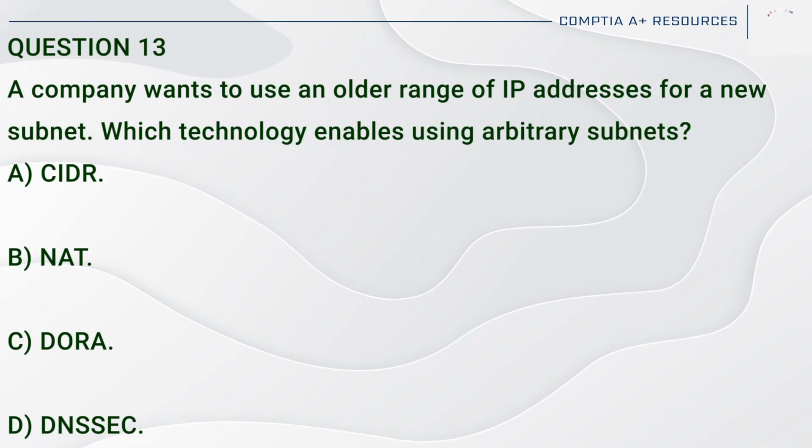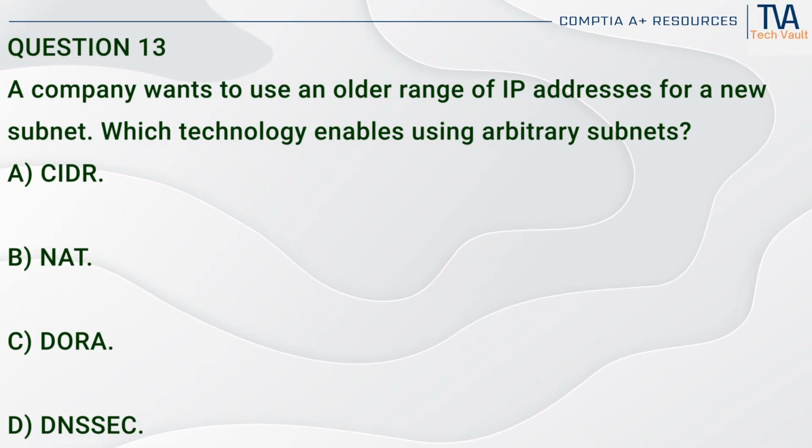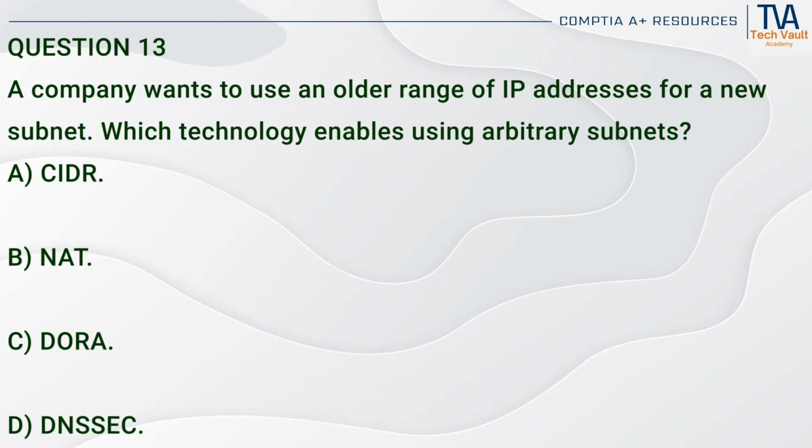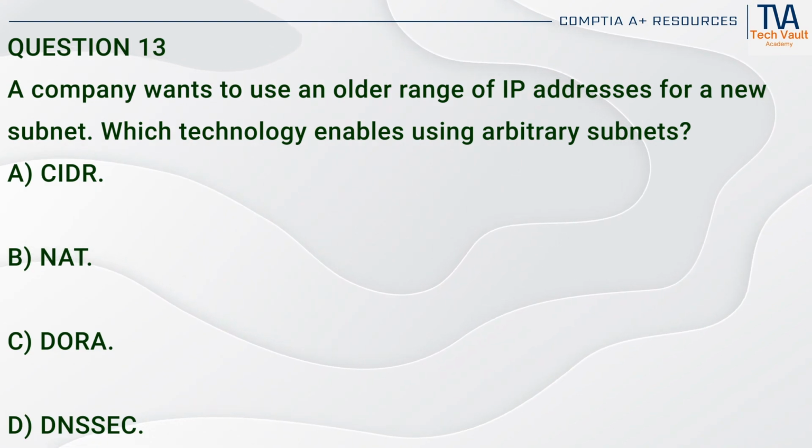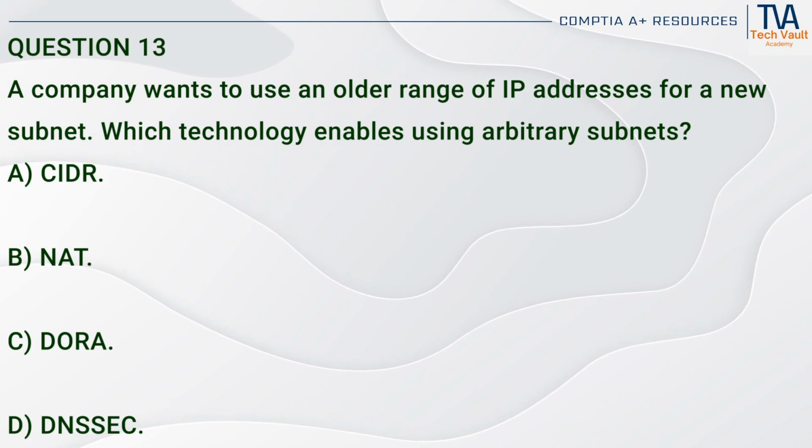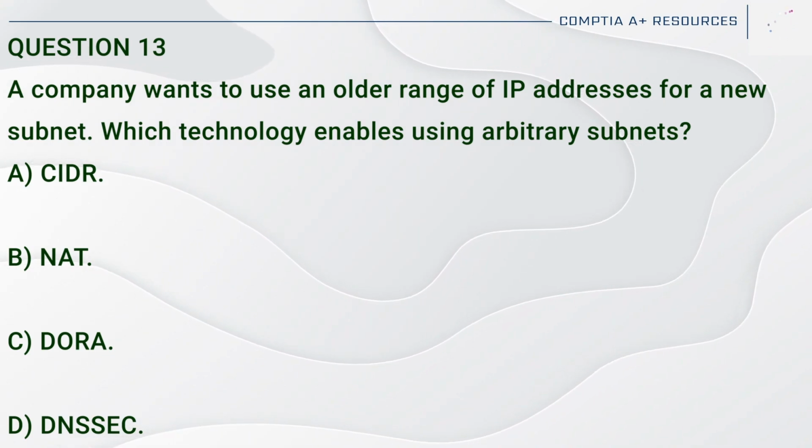Question 13. A company wants to use an older range of IP addresses for a new subnet. Which technology enables using arbitrary subnets? A, CIDR, B, NAT, C, DORA, D, DNSSEC.